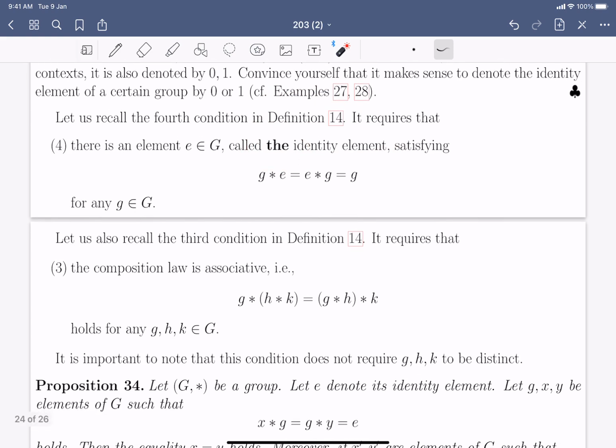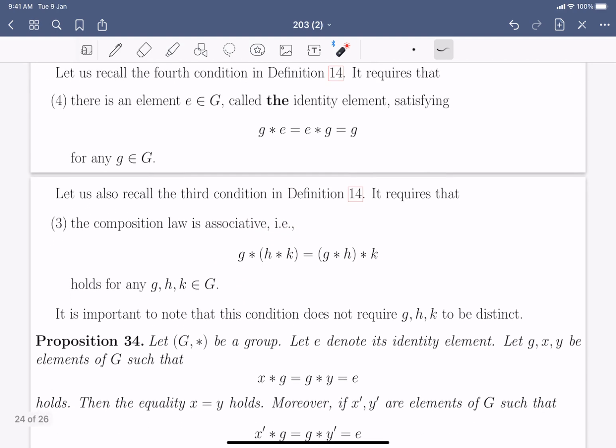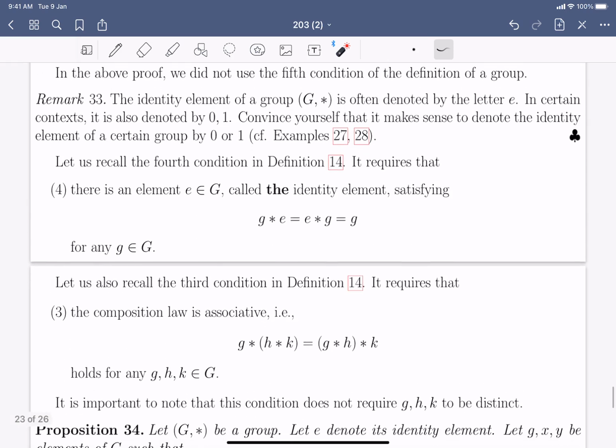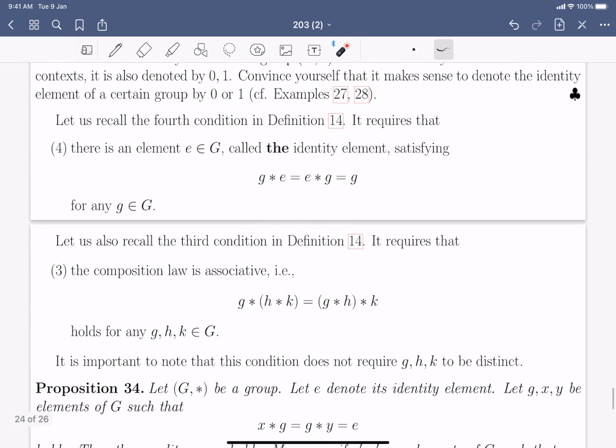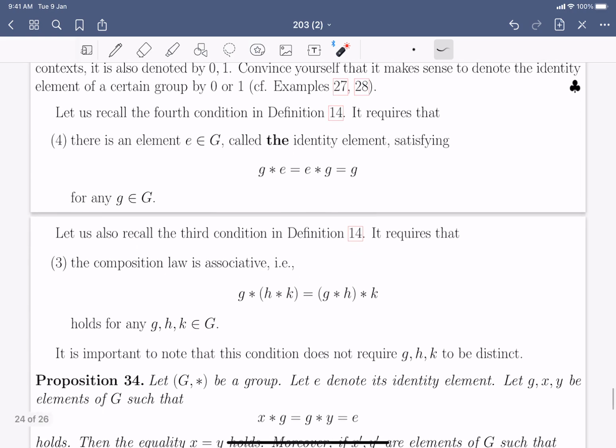Let's also try to recall the third condition, which is the associativity property. Here there is something that I would like to point out, that this condition does not require that G, H, K have to be distinct. Whenever we talk about, for example, two elements or three elements, we are just picking three elements in some sense. We do not specifically impose the condition that those three elements are distinct.